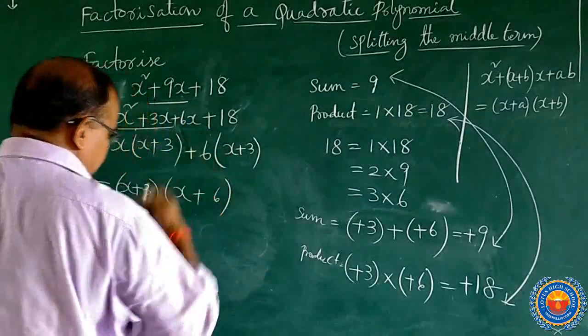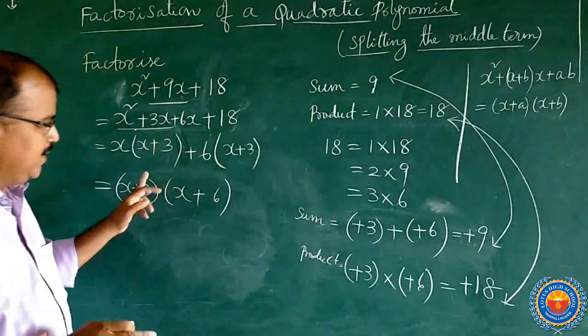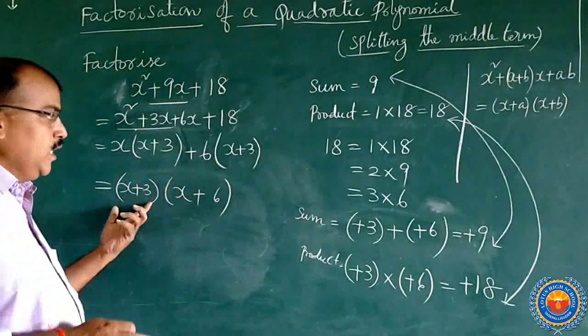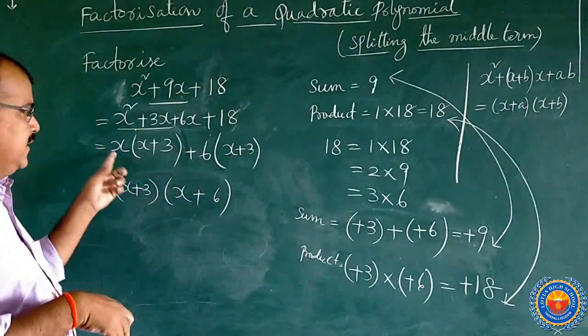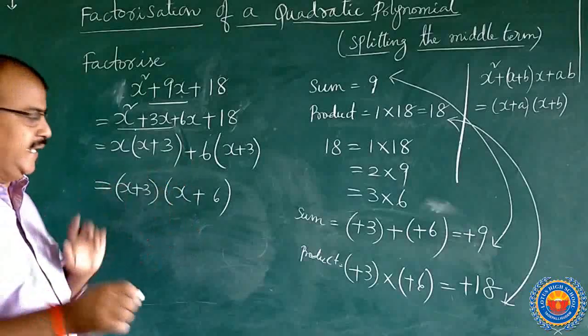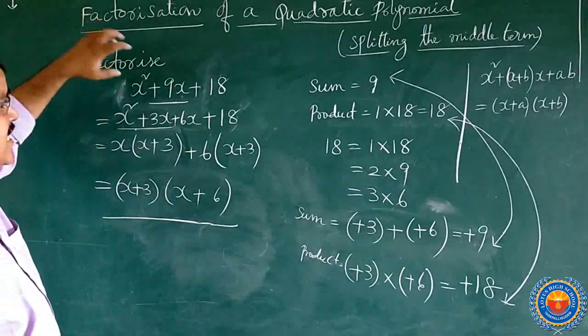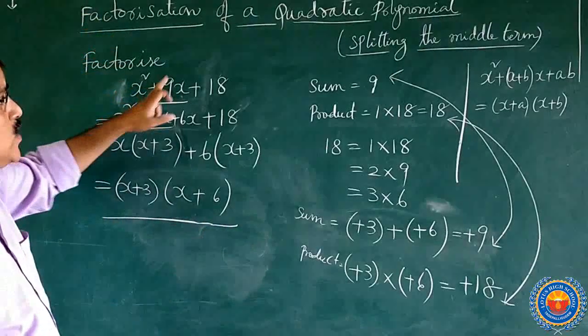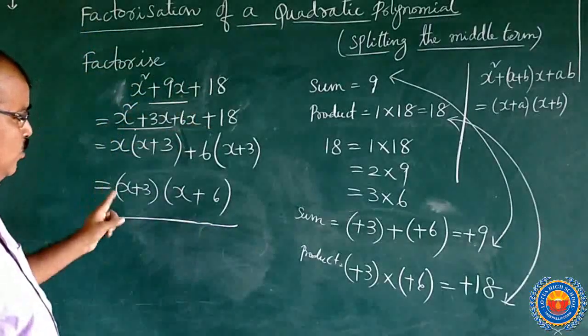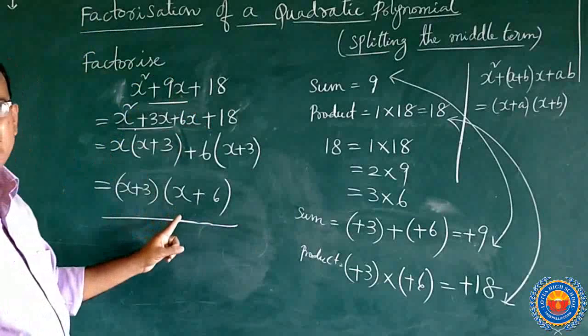But normally there is no need to do that much. Simply the sum is like that: x plus 3 and x plus 3, you write one x plus 3 and the remaining x plus 6 you write here, you will get the answer. So finally, factorization by using splitting the middle term, x square plus 9x plus 18 is equal to x plus 3 into x plus 6.